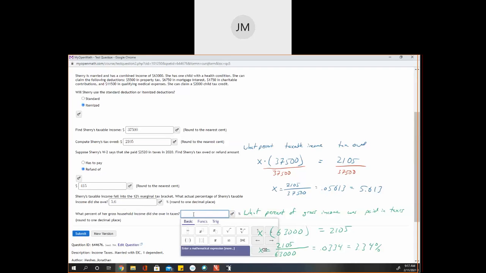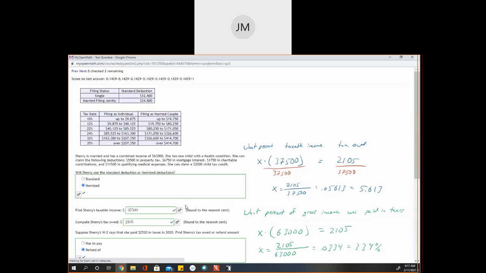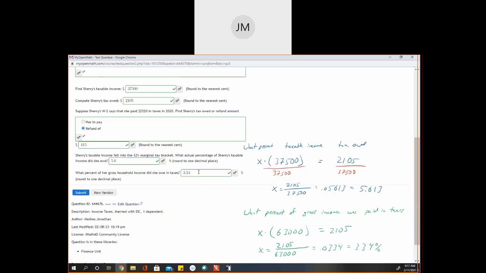If you're ever not sure about rounding, just use more decimal places. That's fine too. It won't mark you wrong if you use too many decimal places. Any questions over this?